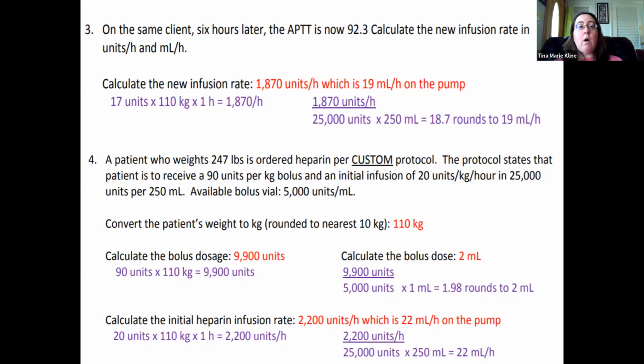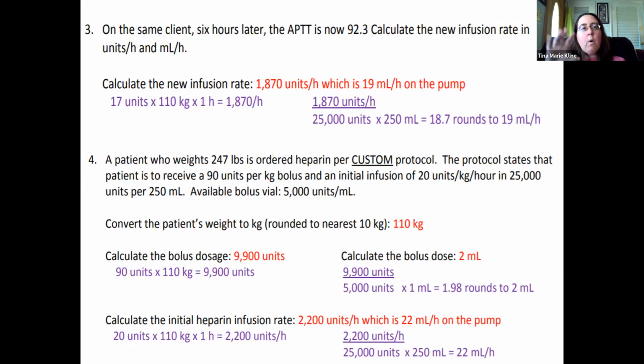So on the protocol, we need to reduce the rate. It says decrease by 3 units per kilogram per hour. So you're basing it from the current rate that you have now. The current rate we had now was 20 units per kilogram per hour. I need to decrease it by 3 units per kilogram per hour. So now I'm at 17, okay? Again, I do my math, I do my calculations, I get 18.7. If I had a smart pump, that's where I'm going. If I have a dumb pump, old school pump, dinosaur pump, 19 milliliters an hour.